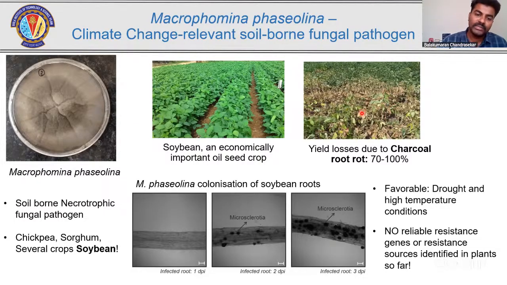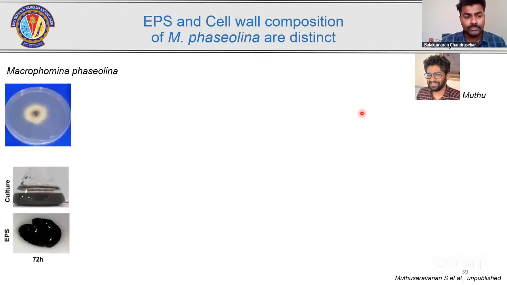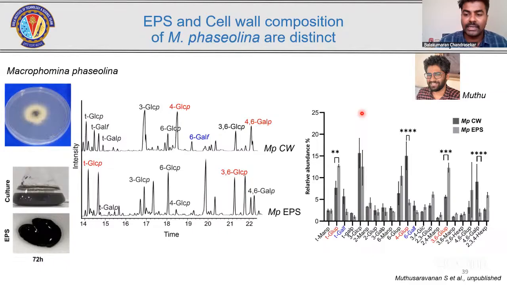The more important thing is that there are no reliable resistance gene sources or resistant plants or resistance genes identified in crop plants to combat this pathogen. That necessitates an important mechanistic study of this pathogen. So my student Muthu has successfully isolated Macrophomina phaseolina, and the extracellular polysaccharide matrix produced by it, and he used the glycosyl linkage glycan profiling platform we have established in our lab.